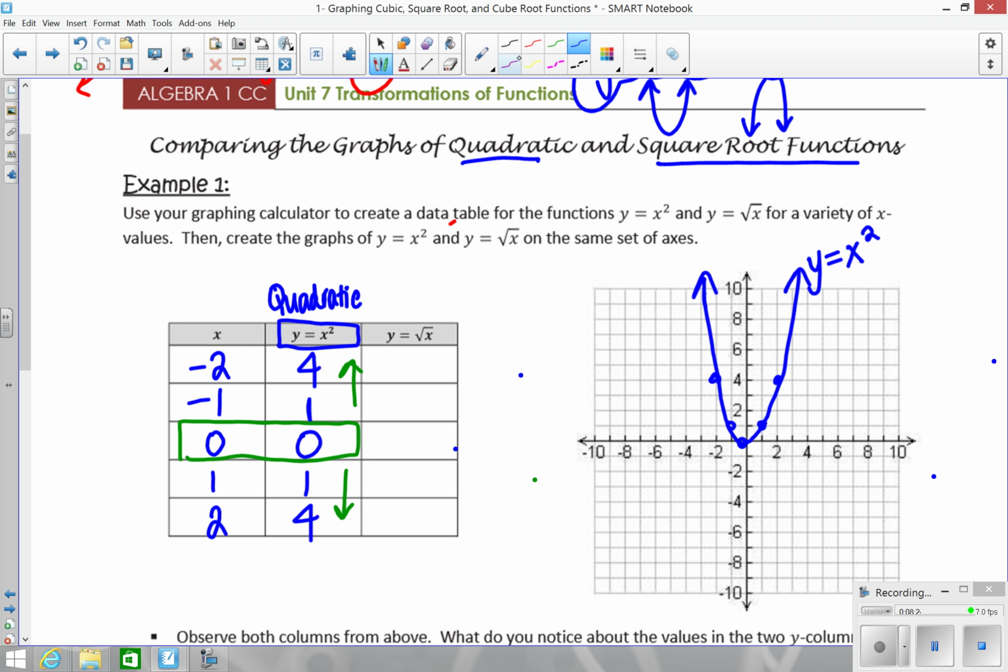And then let's move on to the next function here. This is called the square root function because it's the square root of x. So this is the square root function.